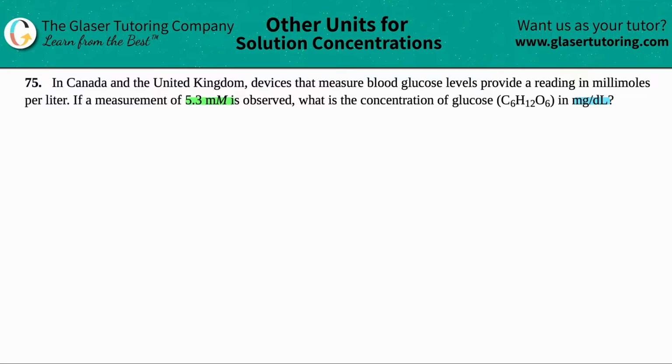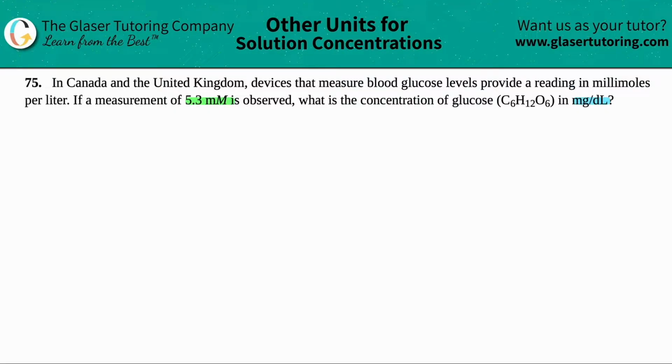Okay, so the first thing that I see is this first sentence about Canada and the United Kingdom. They measure blood glucose levels in millimoles per liter. Okay, cool. But here is the real question, right? They're basically saying, I give you 5.3 millimolarity, and capital M is molarity, right? What is that concentration, and concentration is molarity, in milligram per deciliter? So it looks like we just have to convert this unit into what they want.